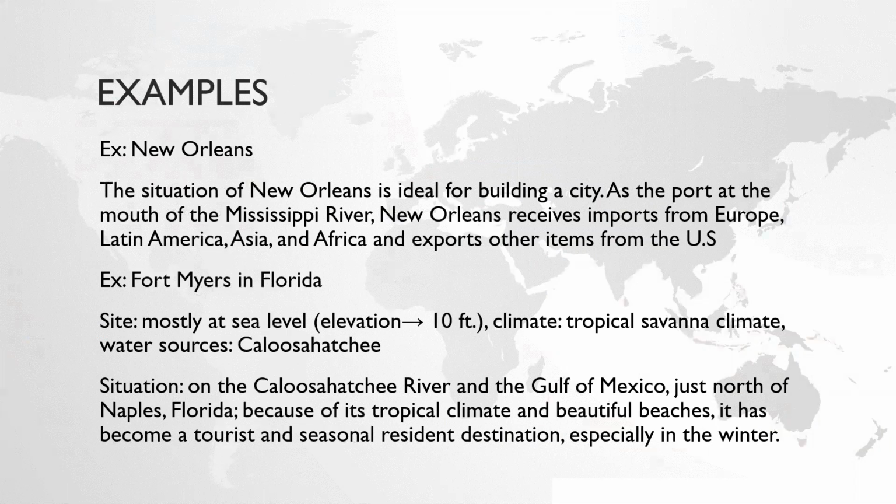If we're thinking of Fort Myers in Florida, if any of you have heard of that, the site, we think of its absolute location, physical characteristics: mostly at sea level, the climate's tropical, water sources nearby. If we're looking at the situation of Fort Myers in Florida, though, it's on the Caloosahatchee River, I think I said that right, near the Gulf of Mexico, just north of Naples, Florida. Because of the tropical climate and beautiful beaches, it's a tourist destination.